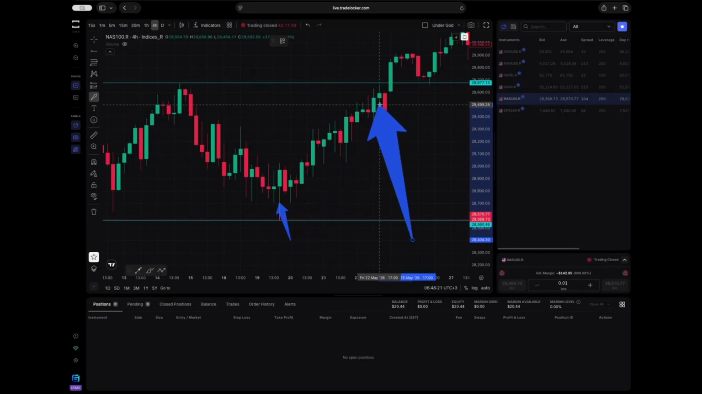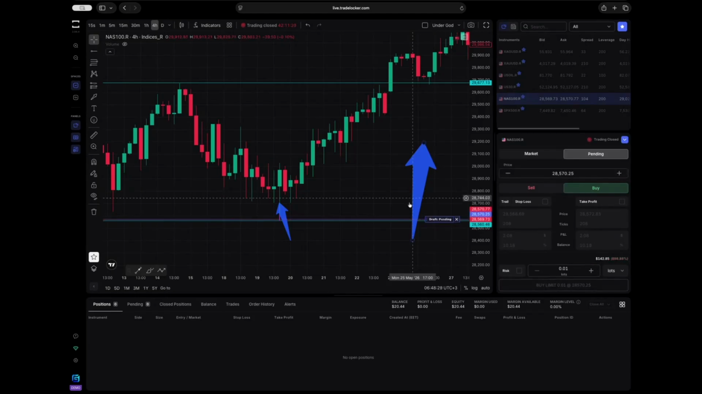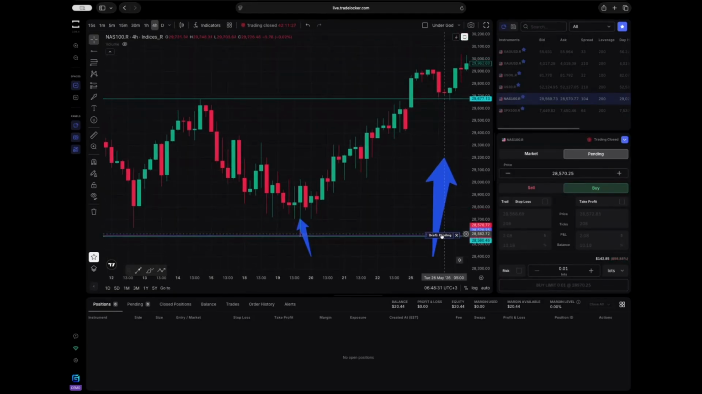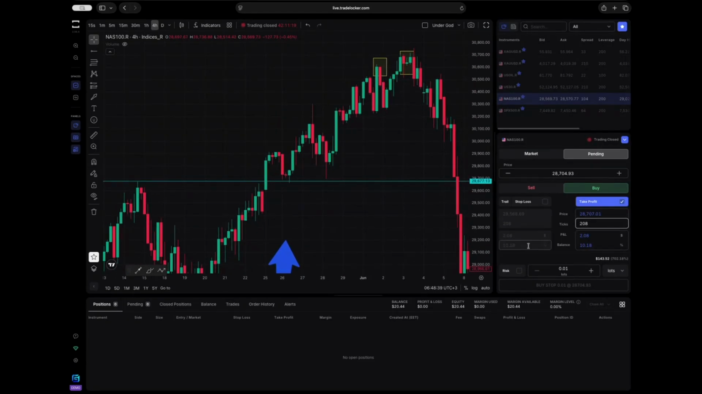And as you held, price could have been, let's just do a fake map of that. This is a demo. Let's just do a pending. So let's say you enter, where do we enter? Here. And price eventually got all the way here.